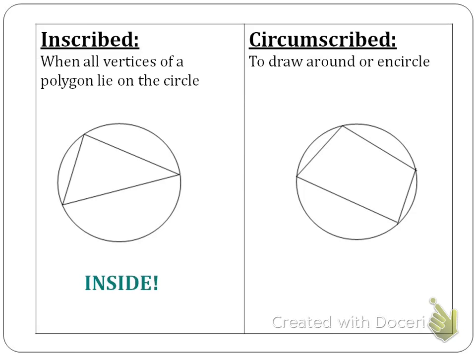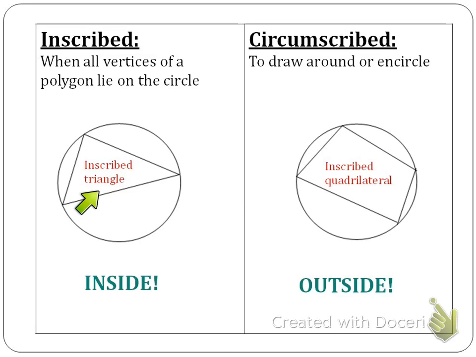So first off, this quadrilateral that you see here is inside the circle, so the quadrilateral is inscribed, but this circle is on the outside, so the circle would be called circumscribed. So let me pop some things up. This is an inscribed triangle, this is an inscribed quadrilateral, but this circle's on the outside, and we could call it a circumscribed circle.